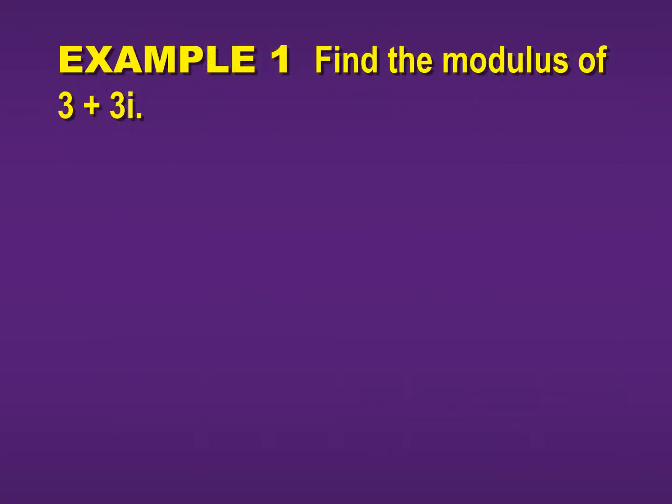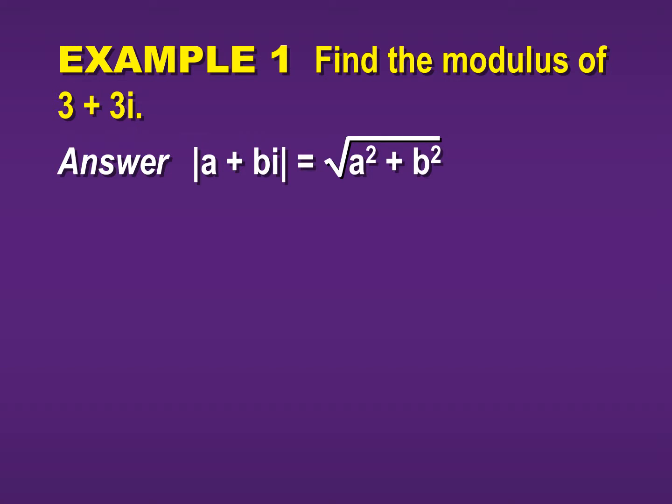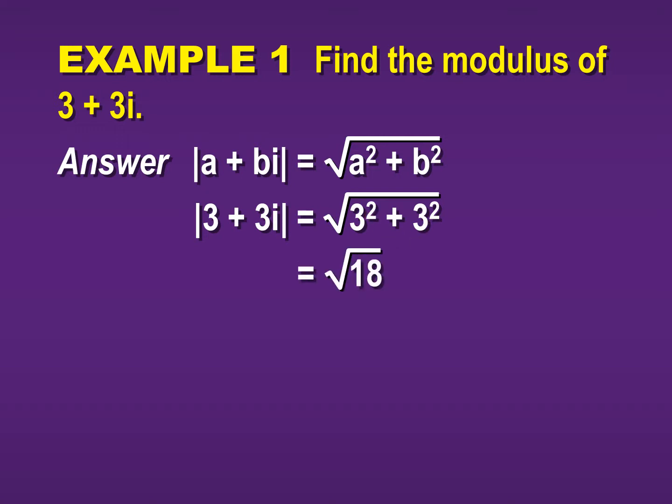Alright, let's practice some problems. Let's find the modulus of 3 plus 3i. Remember, the formula for modulus is the square root of a squared plus b squared, where a is the real part and b is the imaginary part. So we get the square root of 3 squared plus 3 squared. 9 plus 9 is 18, so we get the square root of 18, which simplifies to 3 square roots of 2. This is very important: do not give a decimal right here. If you give a decimal, it will be wrong.